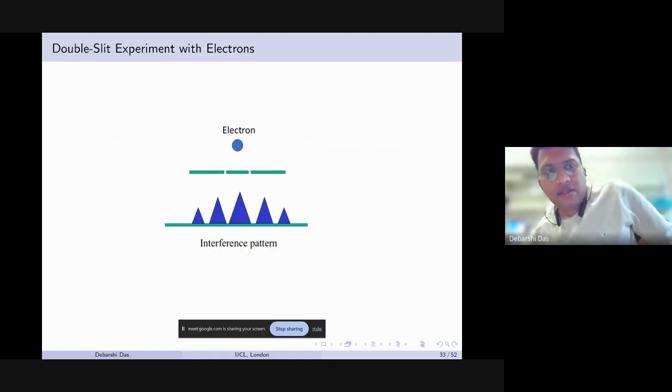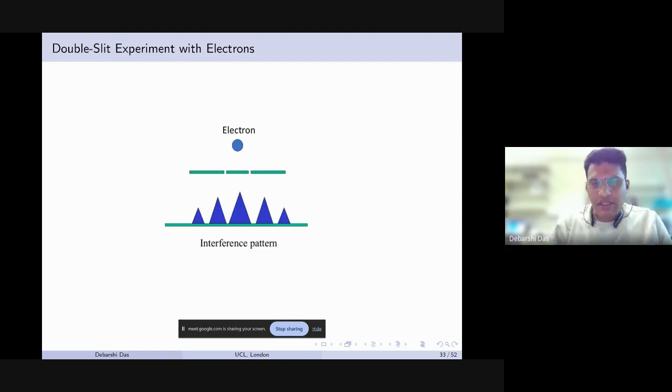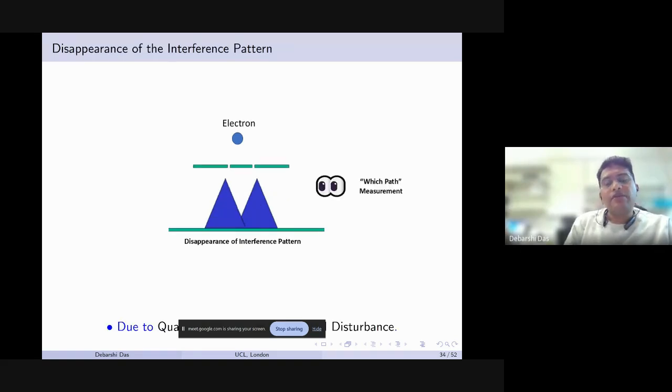So the idea of this experiment can be vaguely represented using the double slit experiment with an electron. If you send an electron through a double slit, you will observe an interference pattern. People have observed it in various experiments. Now, if you place a detector to perform a which-path measurement, that means to know along which slit the electron is passing, then the interference pattern will disappear. And why is it happening? Due to quantum measurement induced collapse or disturbance.